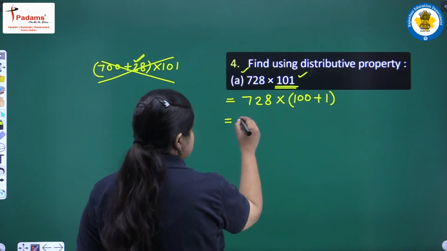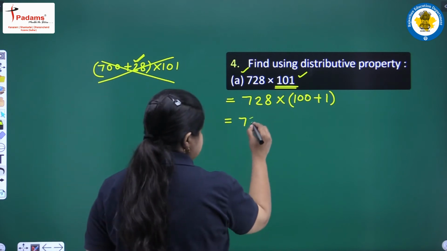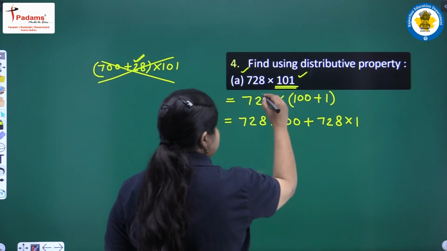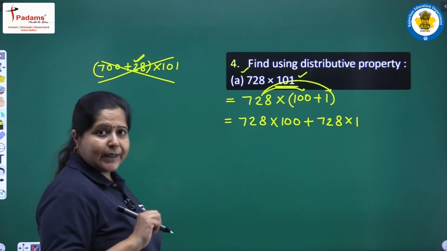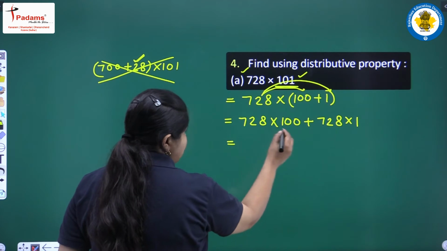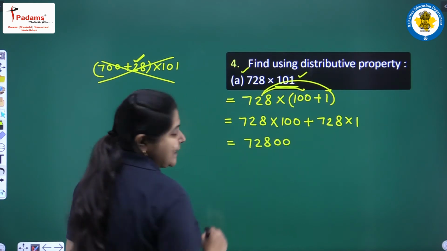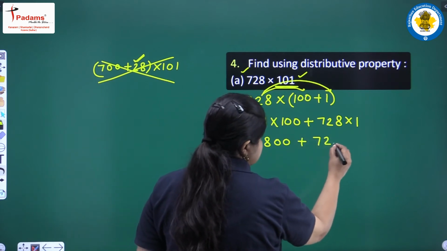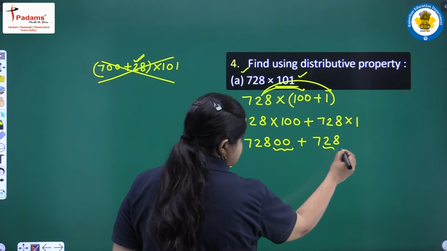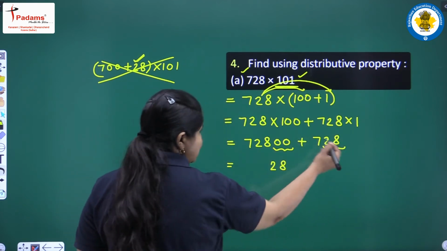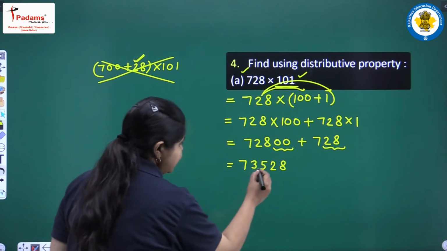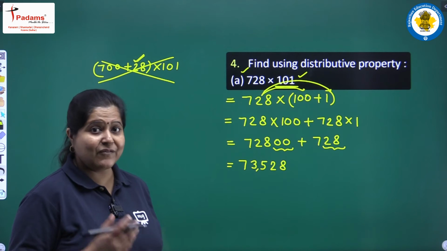Now, we will apply the distributive property. 728 into 100 plus 728 into 1. We have multiplied 728 to 100 and then to 1. Or in other words, we are distributing this 728 to 100 and then to 1. Now it's very easy. 728 into 100 is 72800, and it's also easy, 728 into 1 is 728. Add up the two numbers. Here there are two zeros, so we can easily write 28 on adding these two parts. Then 7 and 8, it's 15. 1 carry, it will be 3, and 73,528 is the answer. Very easy and very fast, isn't it?